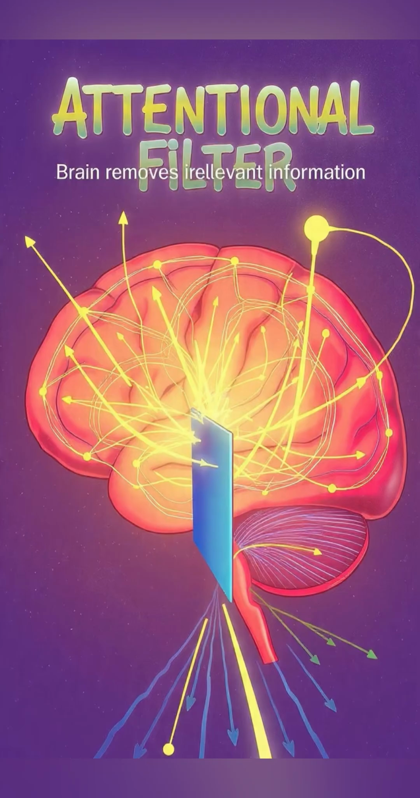Attentional filter. Brain filters irrelevant info. A person ignoring background distractions demonstrates the attentional filter, allowing important stimuli to pass while irrelevant inputs are suppressed.